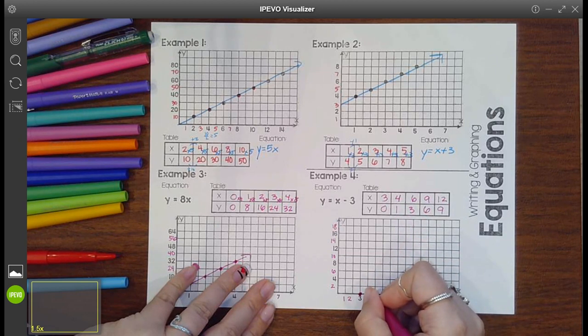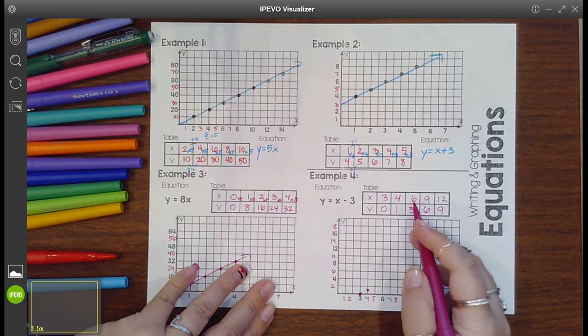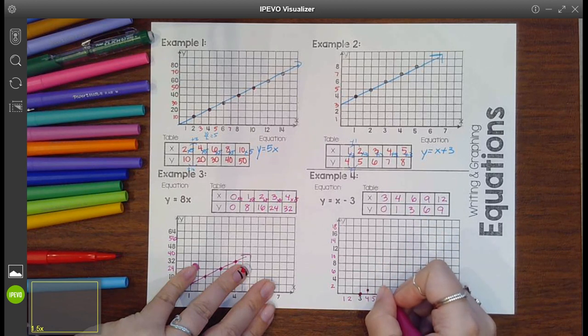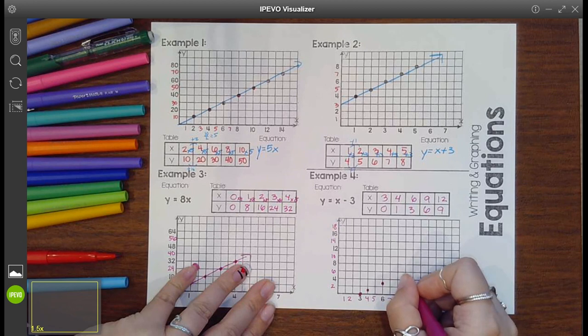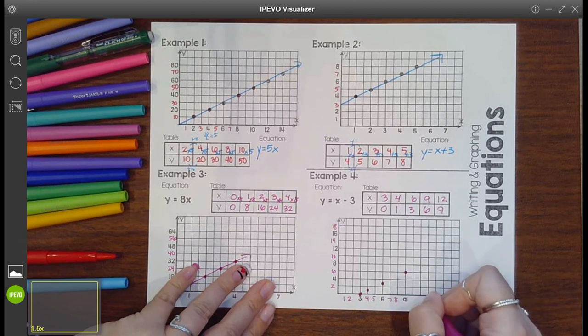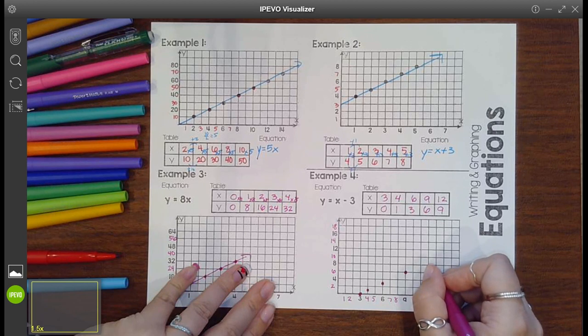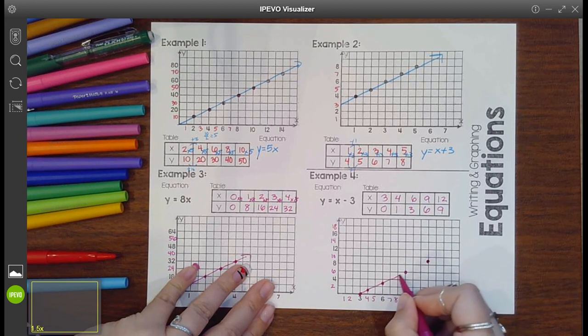That's 2. So 1 would be halfway between the 0 and the 2. Over 6, up 3. That's between 2 and 4. And then over 9, up 6 would be right there. And over 12, up 9 would be halfway between the 8 and the 10, so right there. And that's how you connect your line.